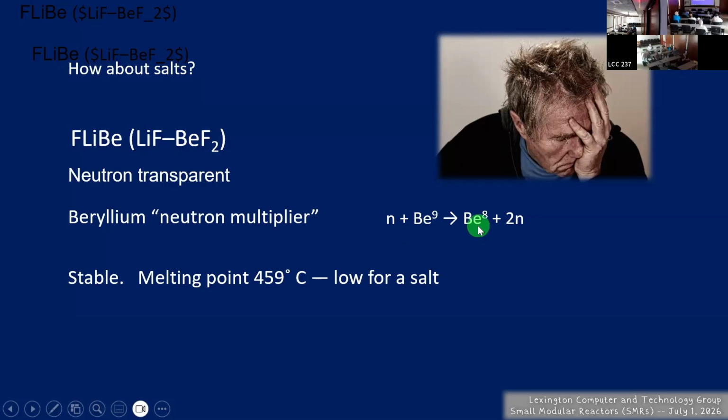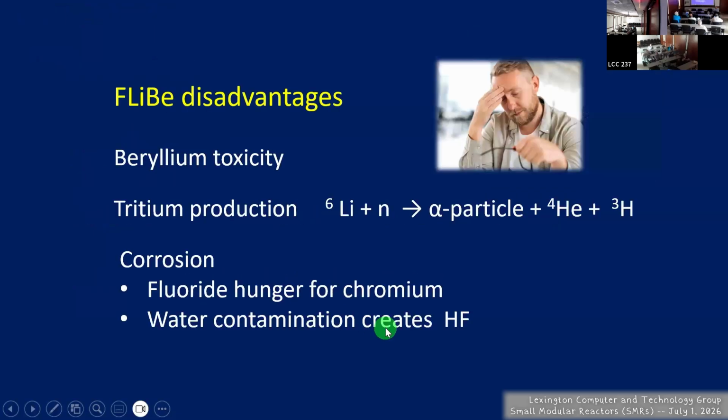It loses 2 neutrons because of beryllium-8. So it takes on the neutron, and then does beryllium-8 plus 2 neutrons. So it multiplies the effect when you want more neutrons in the reaction. It's stable. It has a melting point of 459, which is low for a salt. The disadvantages: beryllium is a difficult metal to work with because of beryllium toxicity.